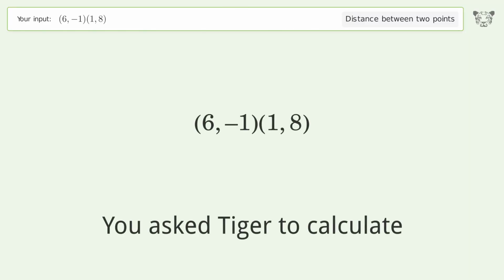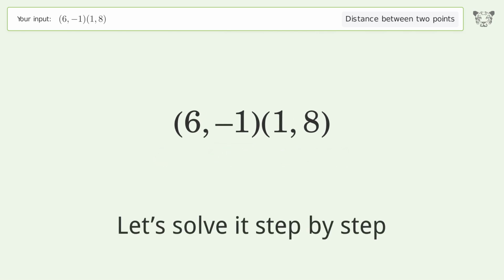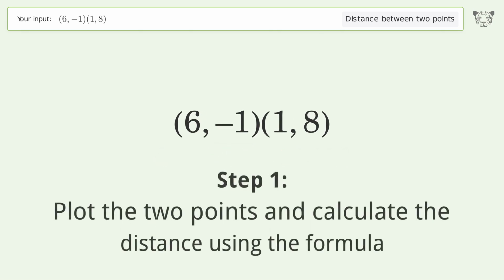You ask Tiger to calculate. This deals with the distance between 2 points. The distance between the 2 points is the square root of 106, or 10.296. Let's solve it step by step. Plot the 2 points and calculate the distance using the formula.